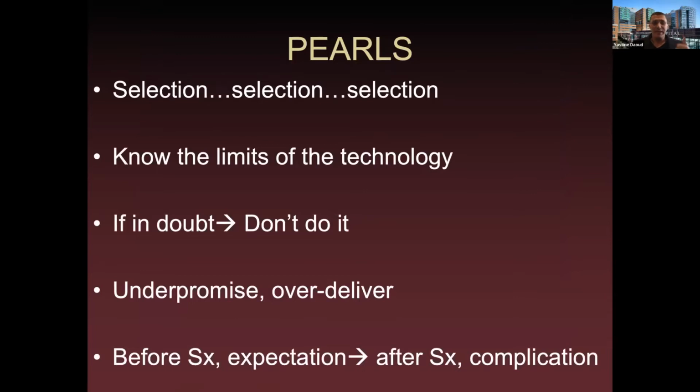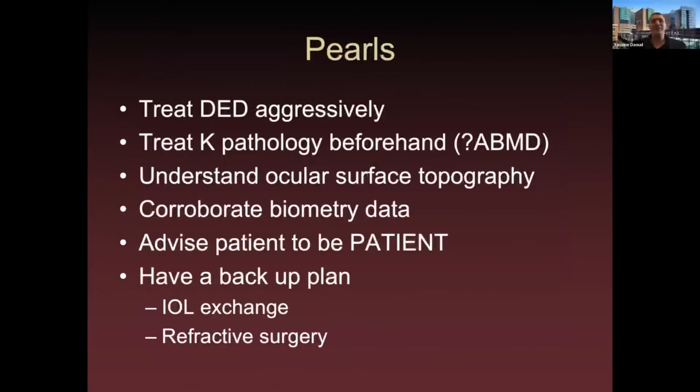So number one, selection. Number two, know the limits of the technology. Number three, if in doubt, don't do it. Number four, under promise, over deliver. The discussion, a lot of chair time. Before surgery, it's expectation. After the surgery, it is complication. Then what do you do? Treat dry eye disease aggressively before your measurements and before your surgery. Treat the cornea pathology beforehand if the patient has basement membrane dystrophy, for example. Understand ocular surface topography. Does this patient have anything, like irregular astigmatism, that they may not do very well with these lenses? Corroborate biometry data.